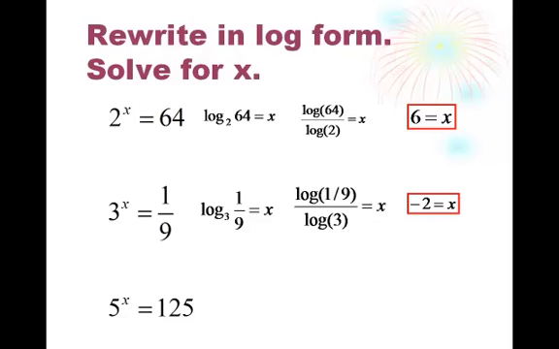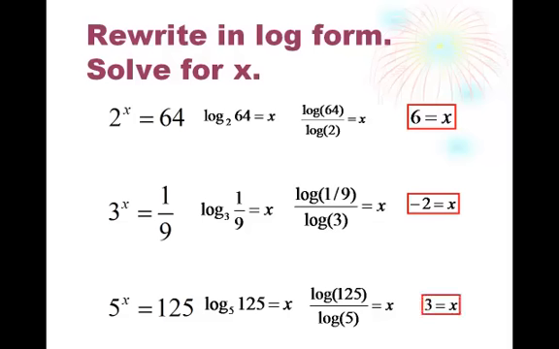On the last one on this slide, the base is 5, so log base 5 of 125 equals x. To type this in our calculator, we do log of 125, close parentheses, divided by log 5, close parentheses. 5 was the base, it goes on the bottom of the fraction. 3 is what we get, that's our final answer. 3 equals x.